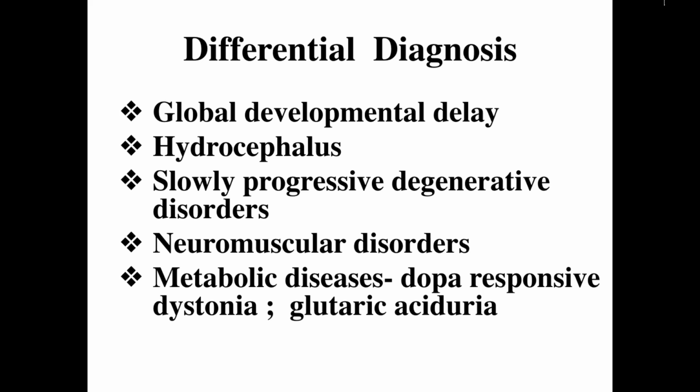Now, differential diagnosis would be, say, global developmental delay, or hydrocephalus if it is not shunted, because it is a progressive lesion, so it should not be included in CP. Slowly progressive degenerative disorders may be difficult to differentiate, and motor delay may also be a manifestation of a neuromuscular disorder. So you need to rule out that it is not peripheral in origin.